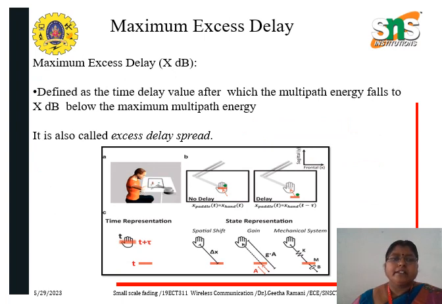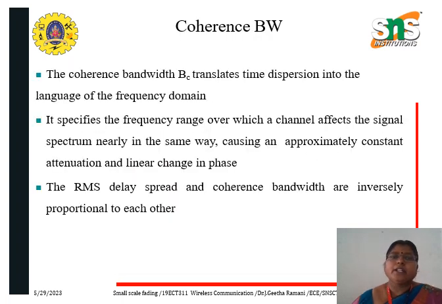And the next parameter is called the maximum excess delay. Suppose you consider it to be of x dB, then it is defined as the time delay value after which the multipath energy falls to x dB below the maximum multipath energy. It is called the excess delay spread. And the coherence bandwidth is denoted as B suffix C, which translates time dispersion into the language of the frequency domain. It simply specifies the frequency range over which the channel affects the signal spectrum.